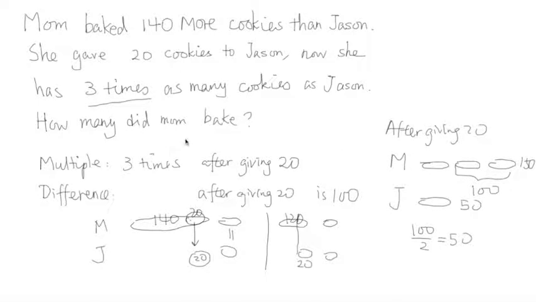And what's the answer to this question? How many did mom bake? Well, it's not 150, because what we know is that mom is left with 150 after giving 20. So you need to be careful here, and after doing all the work, you need to remember to add back 20 cookies. So she started with 170, and Jason started with 30 cookies because instead of 50, he started with 30, then got 20 from mom. And you will see 170 take away 30 is 140. That's the original difference.